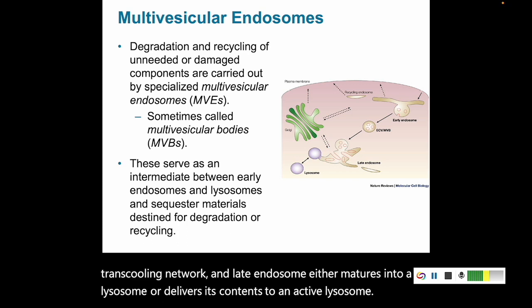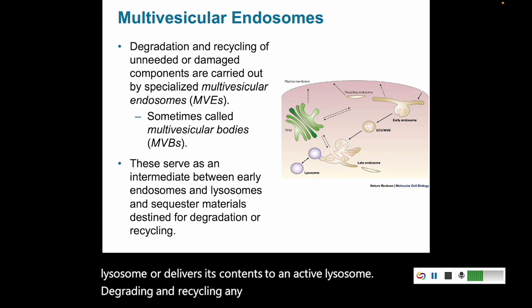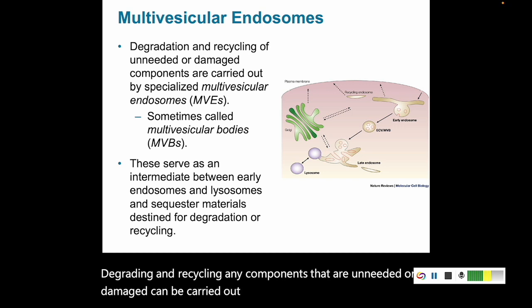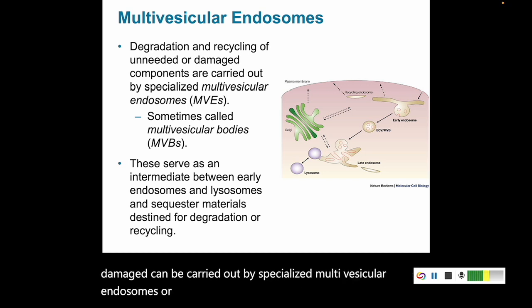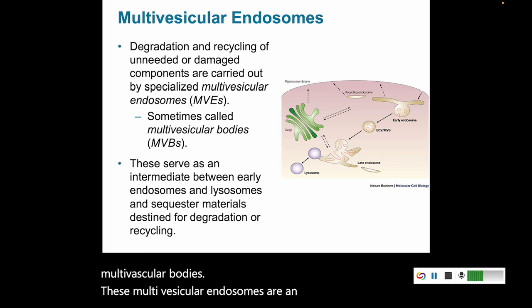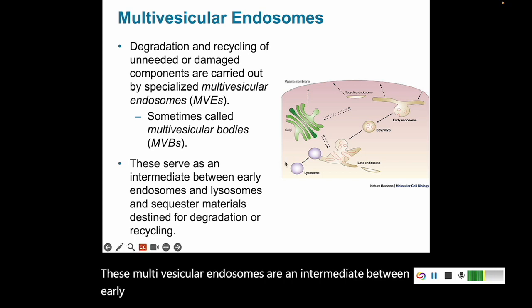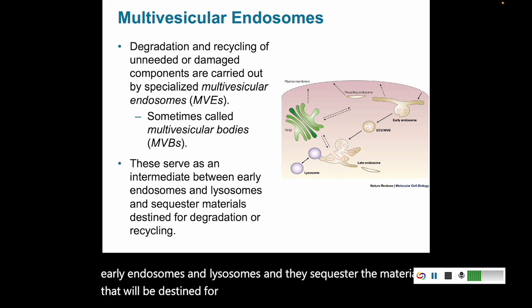Degrading and recycling any components that are unneeded or damaged can be carried out by specialized multivesicular endosomes, or MVEs. Sometimes they're also called MVBs, for multivesicular bodies. These multivesicular endosomes are an intermediate between early endosomes and lysosomes, and they sequester the materials that will be destined for degrading and recycling.